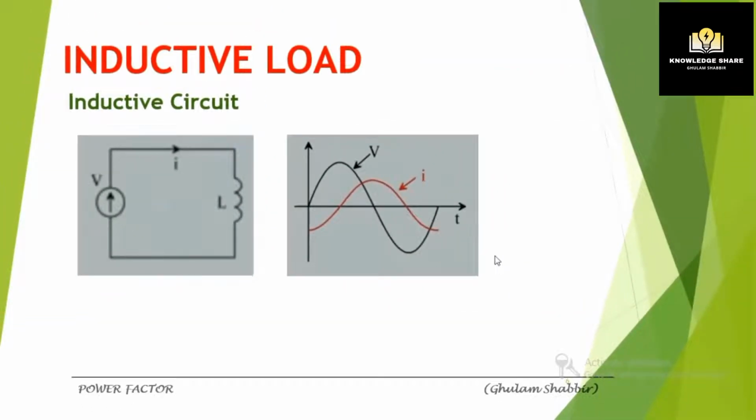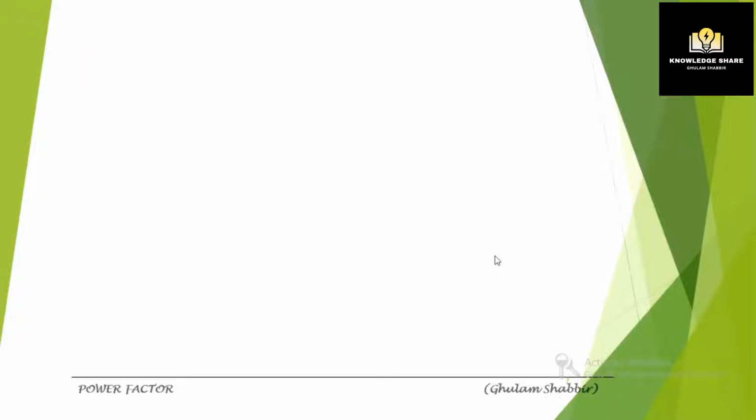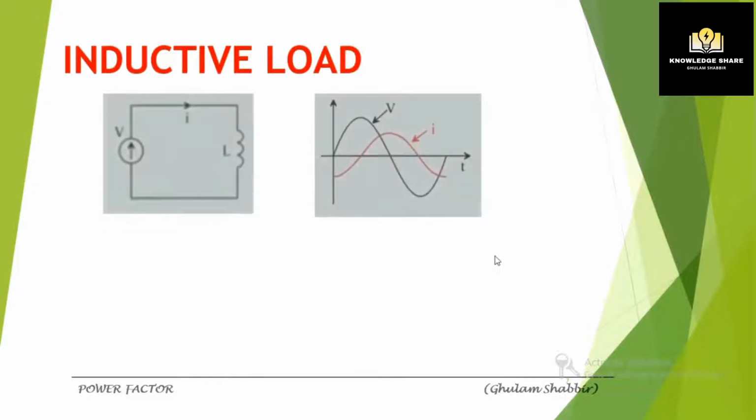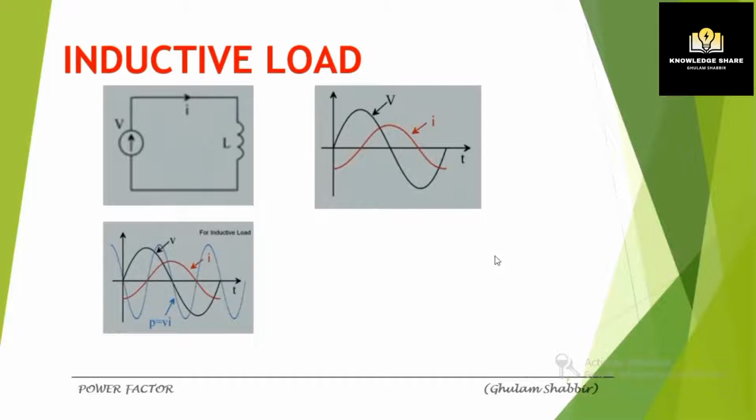The current is lagging the voltage waveform, as you can see. So in an inductive circuit, we can say that the current is lagging the voltage. In the next step, we are going to apply the same process: we are going to multiply the voltage and current waveforms. When we multiply, what happens?